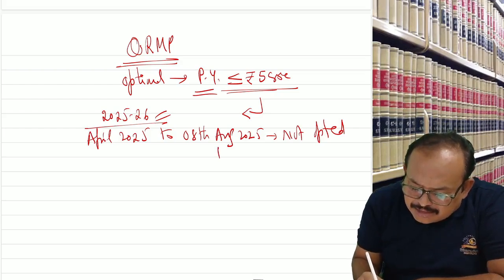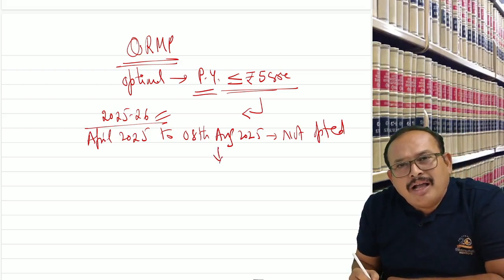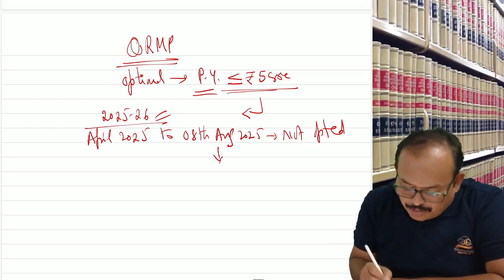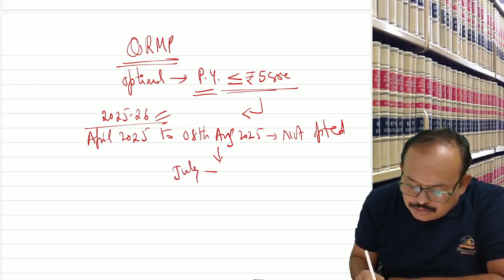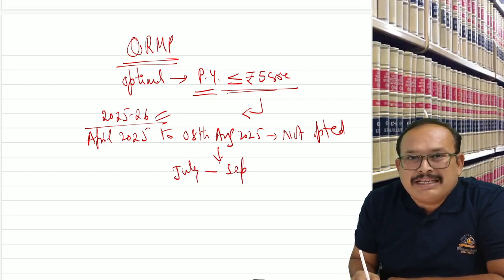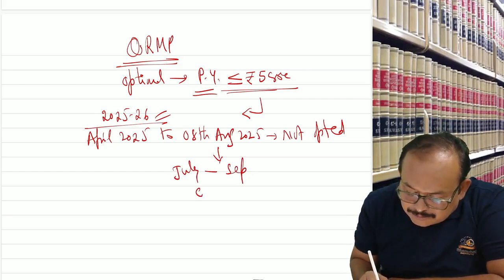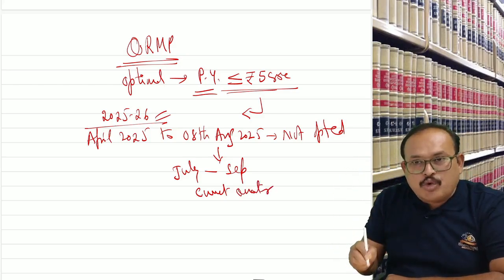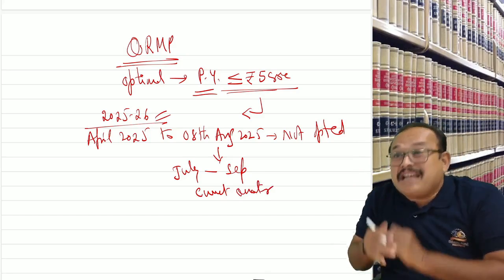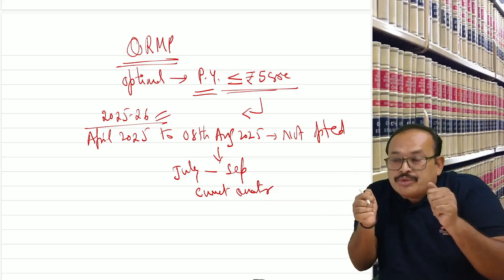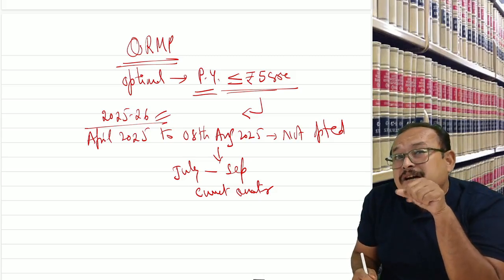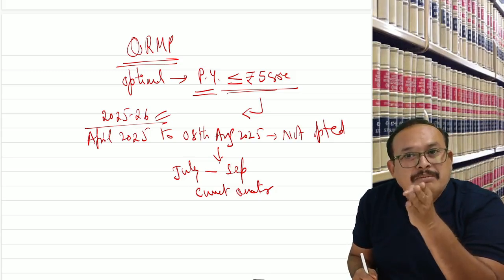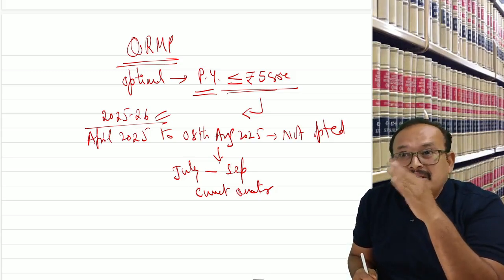When you talk about August, which quarter are you in? Second quarter: July, August, September. The July to September quarter is the current quarter. If you want to go for this scheme for the current quarter, you have a time period to choose: from the first day of the second month of the previous quarter.